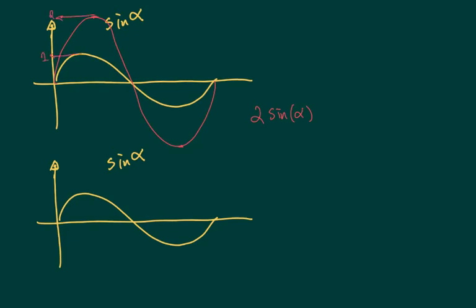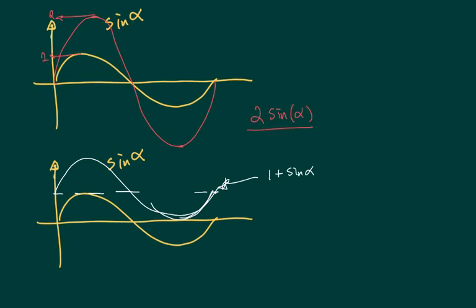That's all it does. Now what about 1 plus sine of alpha? The base curve does not change. The entire curve moves up. This is as close as I can draw it. Touch down to 0 over here, and that's the 1 plus alpha over here.